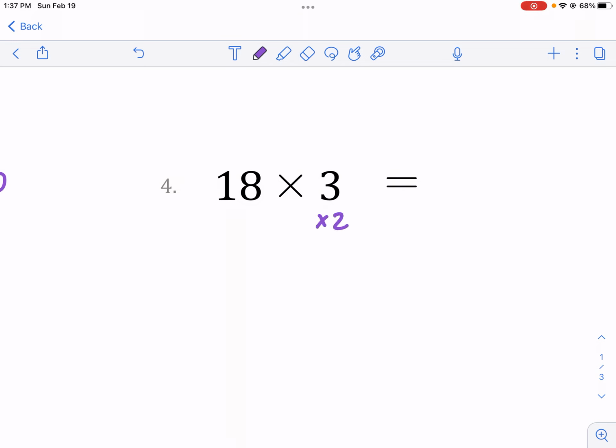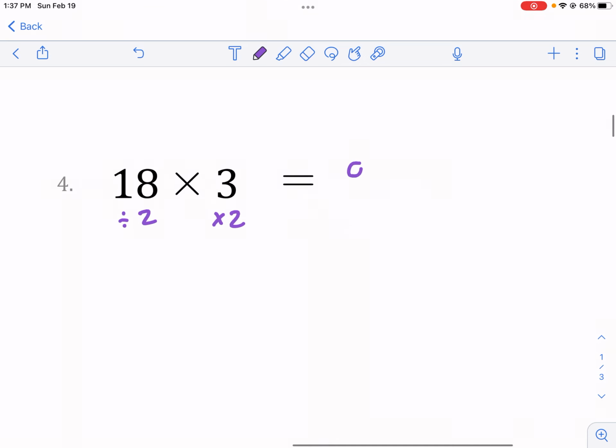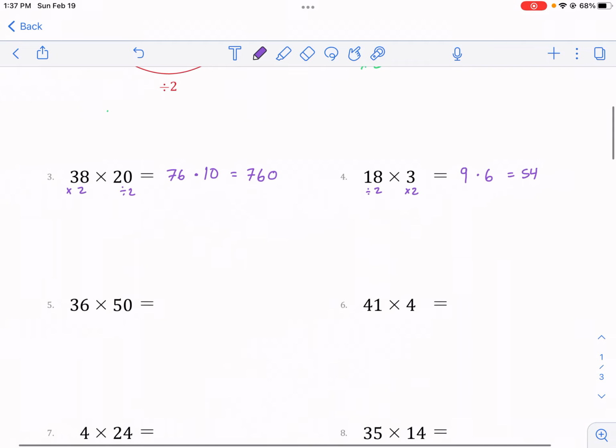And there's another reason why I would double the 3, and it's because I want single-digit numbers. If I have a double-digit number, which I do here, 18 divided by 2 is 9. Now it's single-digit. And now I have two single-digit numbers, which makes it easier. 9 times 6 is 54. So that makes it a little bit easier.